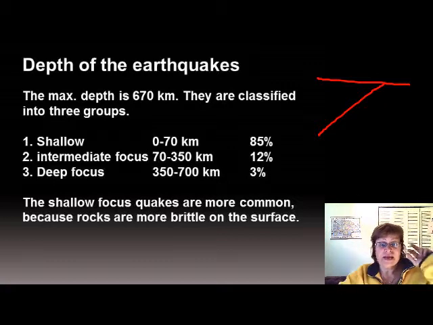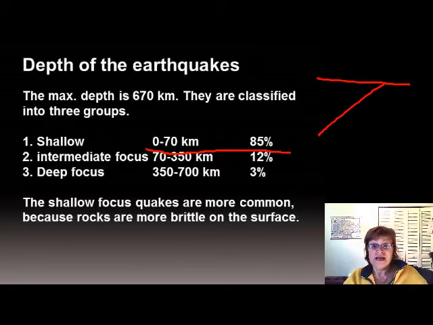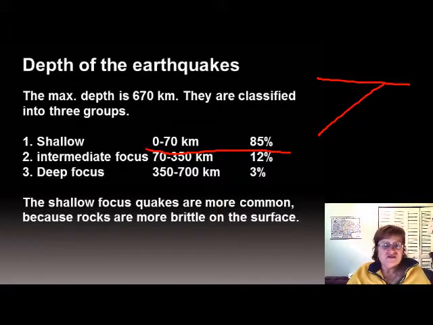So we divide them like shallow, intermediate, and deep focus earthquakes. But as you can see, most of the earthquakes are shallow focused, like 0 to 70 kilometer. More than 85% of the earthquakes belong to that group. Some intermediate, that's about 12%, that's 70 to 350 kilometer deep. So the very deep focus earthquakes is only 3%, and that is between 350 to 700 kilometer.